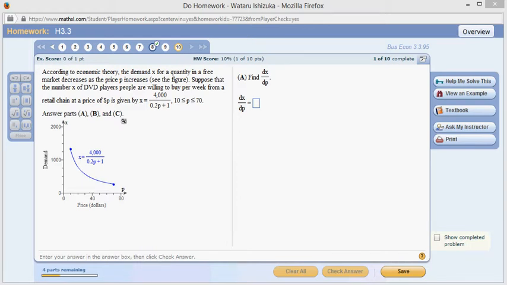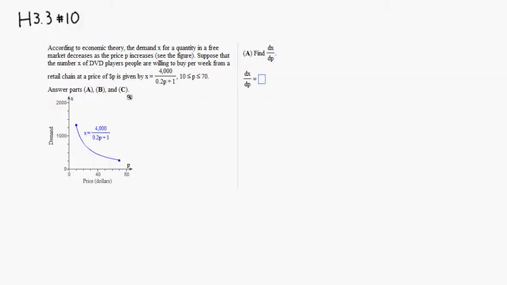Alright, let's look at homework 3.3, problem number 10. It looks like demand x is written in terms of price p: x equals 4,000 over 0.2p plus 1. We want to find the derivative, so let's do that first. We just need to take the derivative.